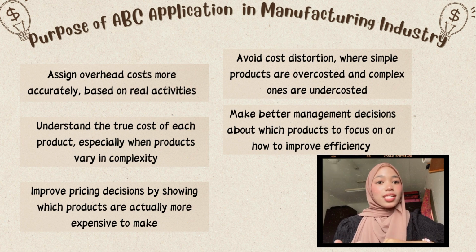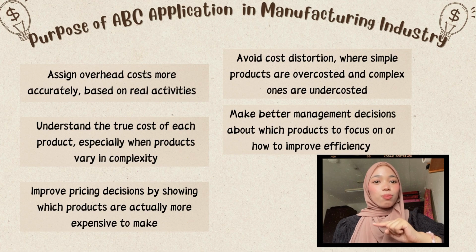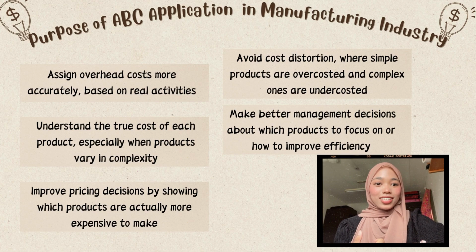ABC helps manufacturers assign overhead costs more accurately based on real activities, understand the true cost of each product, especially when products vary in complexity, improve pricing decisions by showing which products are more expensive to make, avoid cost distortion where simple products are overcosted and complex ones are undercosted, and most importantly, make better management decisions about which products to focus on or how to improve efficiency. So the ABC application in manufacturing is not just about better costing. It's about smarter production, smarter pricing, and smarter planning.